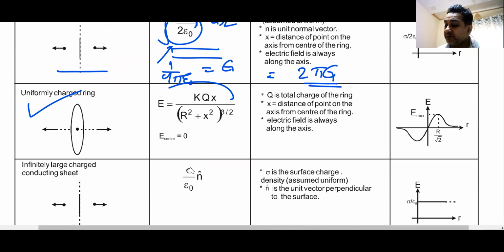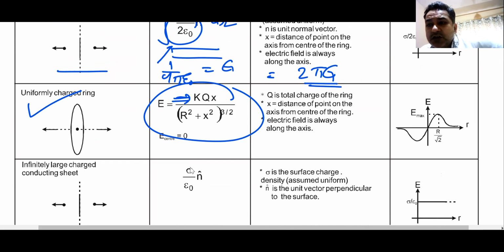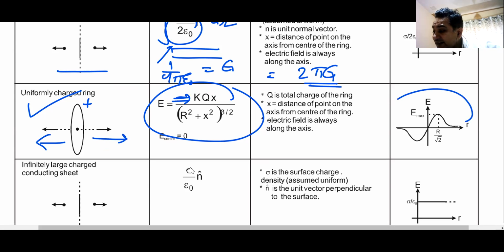Uniformly charged ring, here we have K. K is that constant 1 by 4 pi epsilon naught. So you can straight away put capital G in place of K, and you will get the formula for uniformly charged ring. If it is a positive ring, the field will go away. If it is a negative ring, it will come towards. And this is the graph.